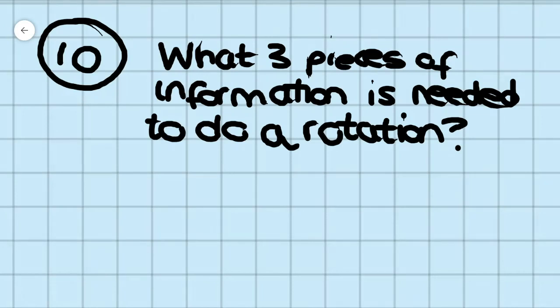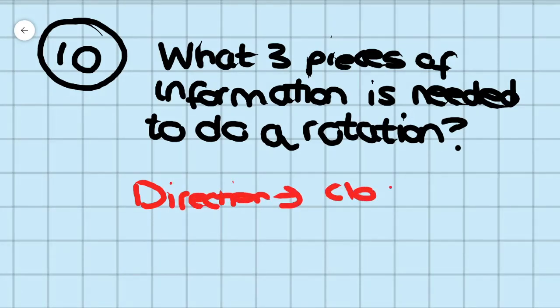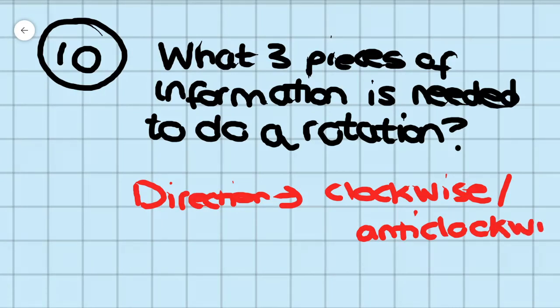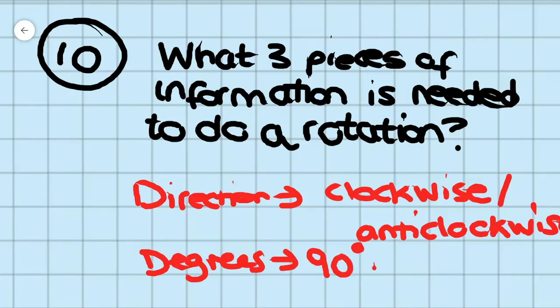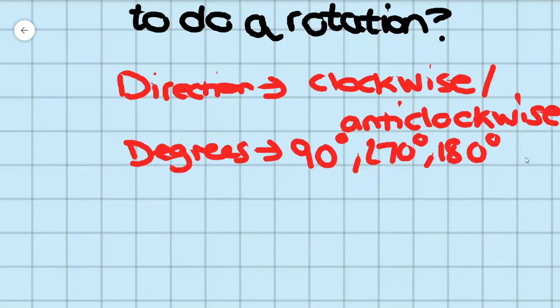So that's one of the 4 transformations. We need a direction. Are we going clockwise or anti-clockwise? Once you know which way you're going, we need to know by how many degrees. So 90 degrees, for example, or 270, 180. That's the only one where you don't necessarily need to put direction because it doesn't matter if you go clockwise or anti-clockwise, you end up in the same place.